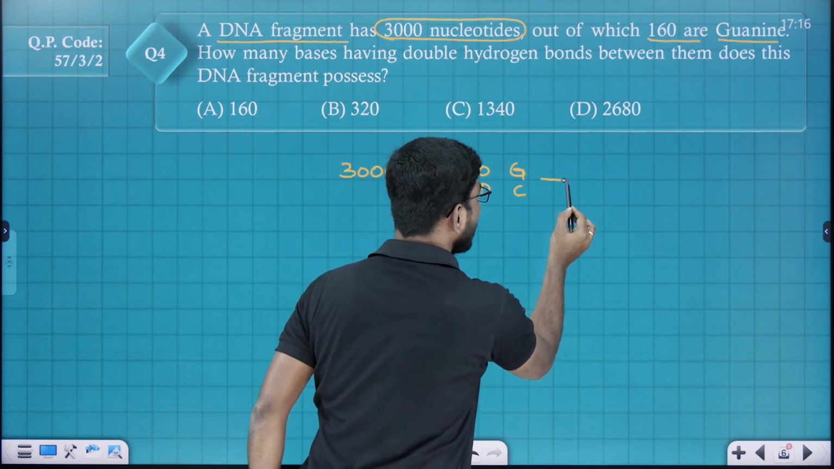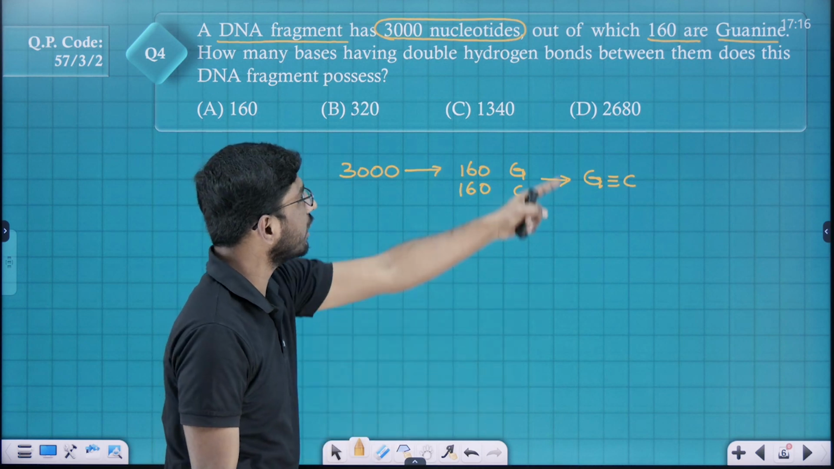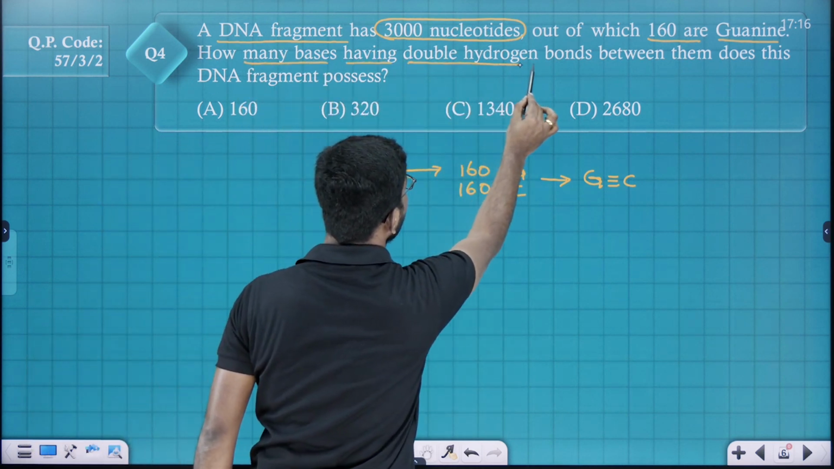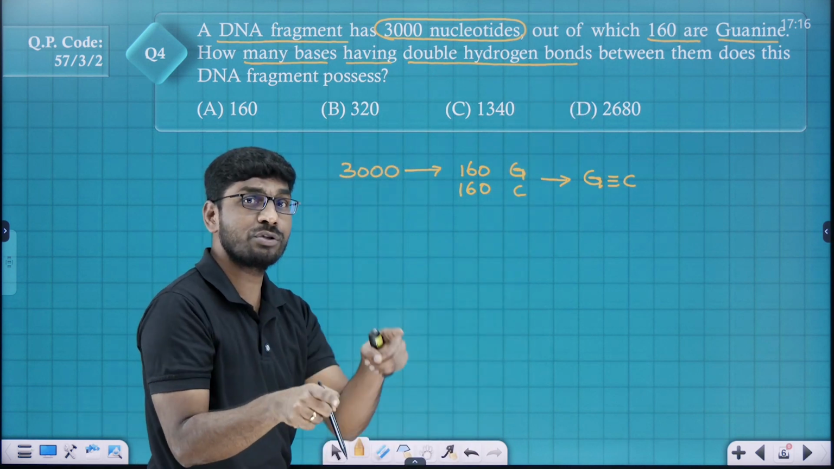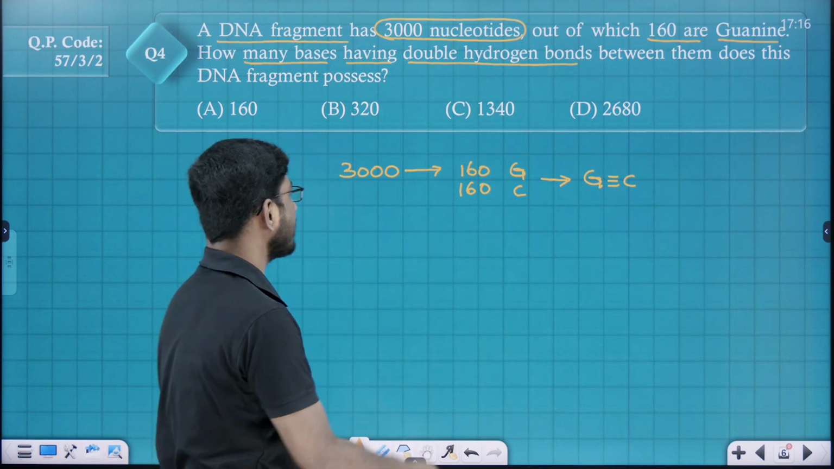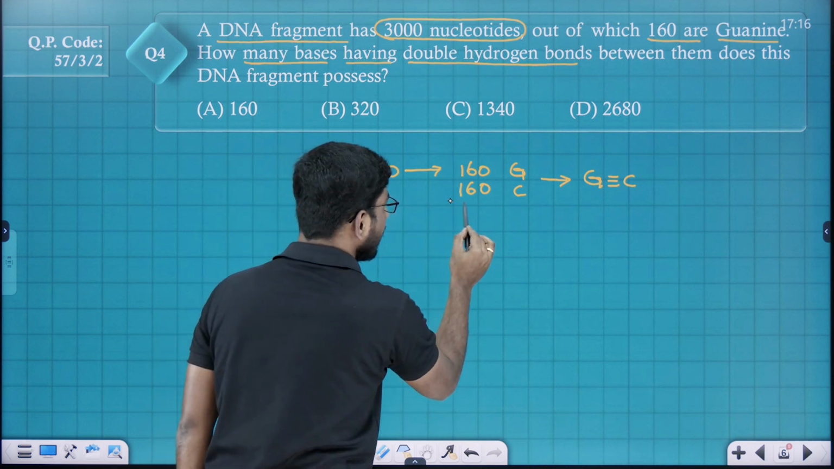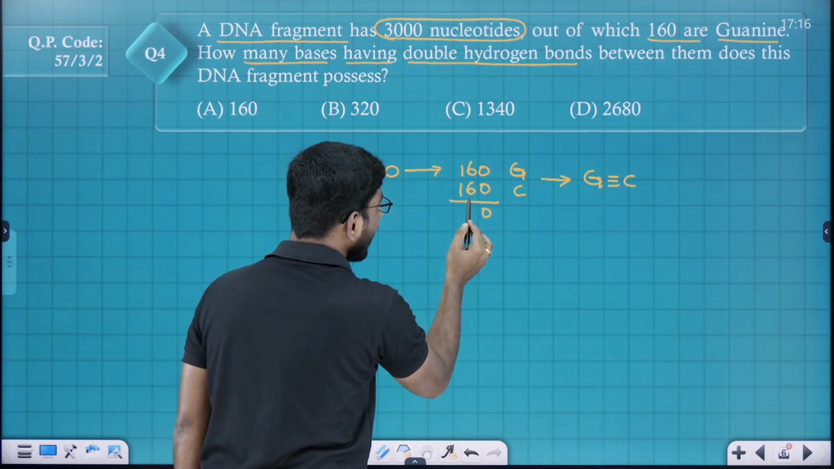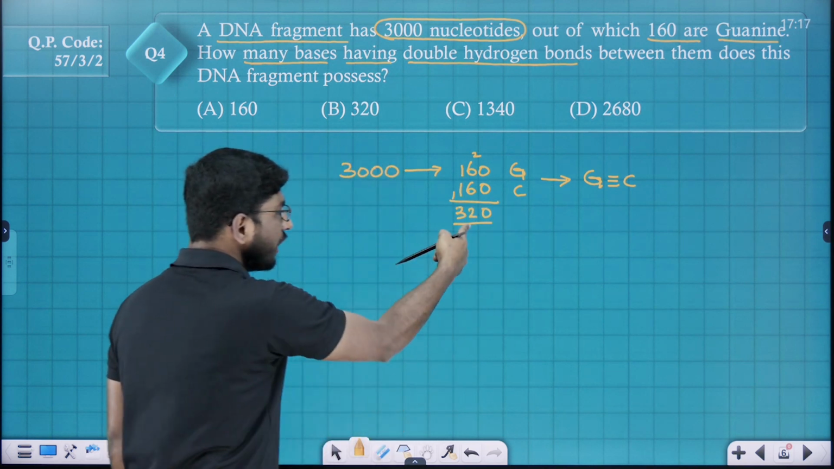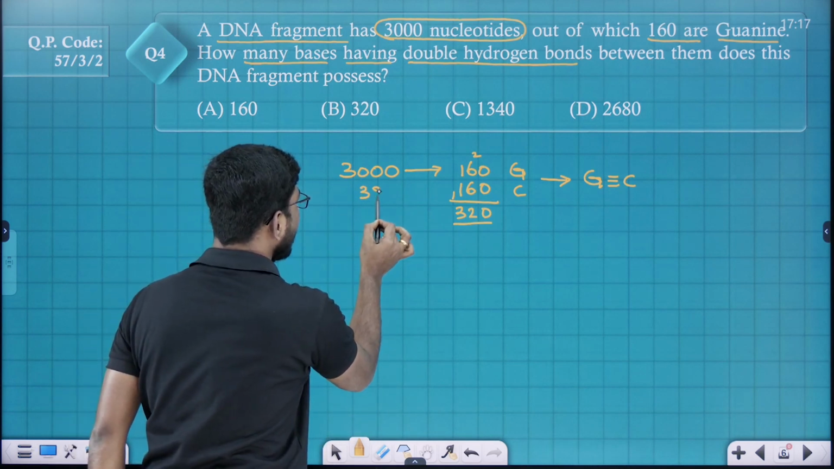We know, as I said just now, between G and C, triple hydrogen bonds are there. And which bases have double hydrogen bonds? Double hydrogen bond between A and T. So total number of nucleotides is 3000. Between G and C, triple hydrogen bond is there. So 320 is GC. Now I'm writing 3000 minus 320.